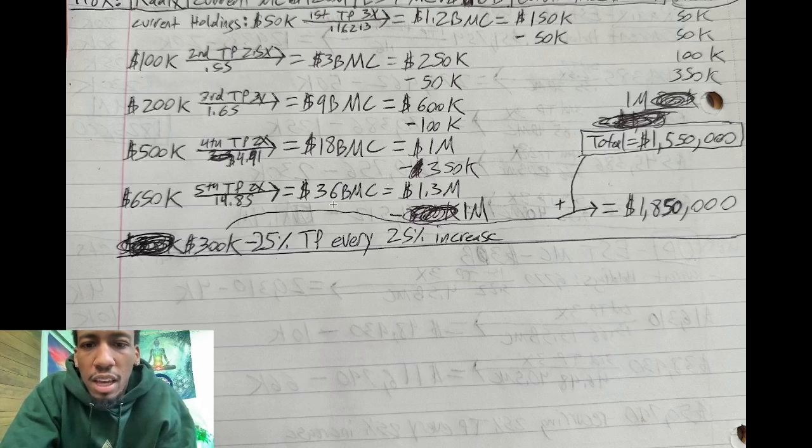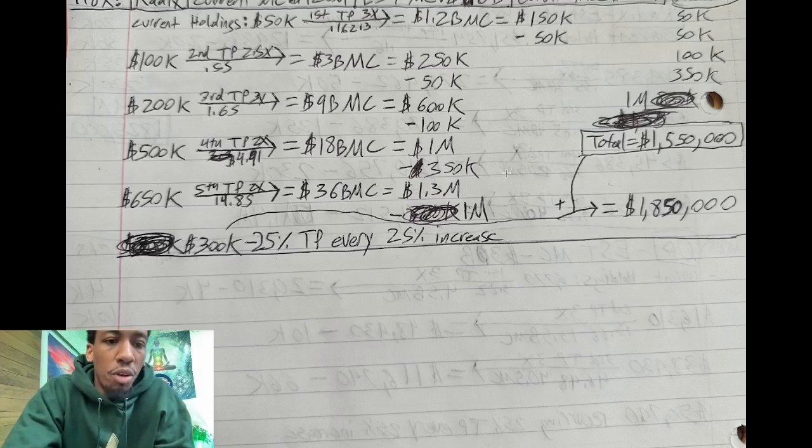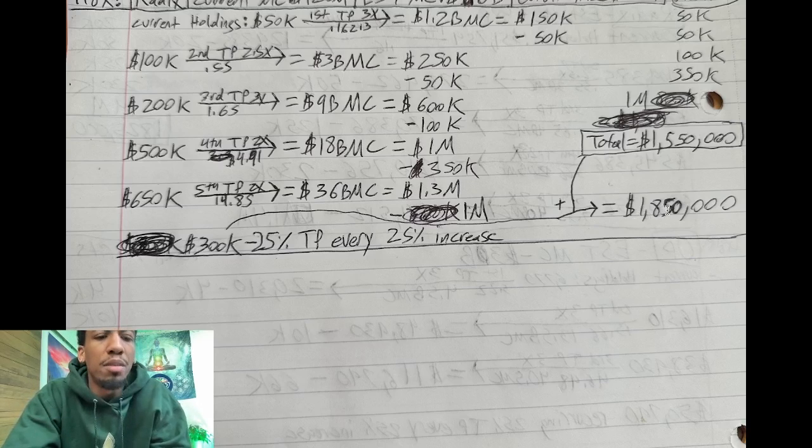My 650K is going to be worth $1.3 million. At this point, we're getting closer and closer to the top, so I'm taking out more and more. So at this point, I'm taking out $1 million. I'm still going to have 300K left. So at that point, I'm going to have a total of, in my profits that I took, 1,550,000. But if you factor in the profits that I took plus what I have left, well, hey, guess what? You just turned $50,000 into $1,850,000. So now you're probably wondering, like, okay, what are you going to do with the remaining 300K?